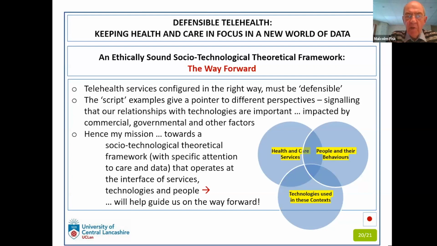So this is my mission towards developing a socio-technological theoretical framework, with specific attention to care and data, and probably headlined by some human rights factors, that operates at the interface of health and care services, of technologies used in these contexts, and people and their behaviors. And hopefully that socio-technological theoretical framework, sorry, it's a bit of a mouthful, will help guide us on the way forward. Thank you very much.